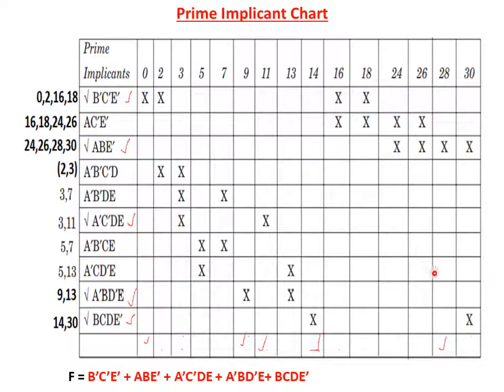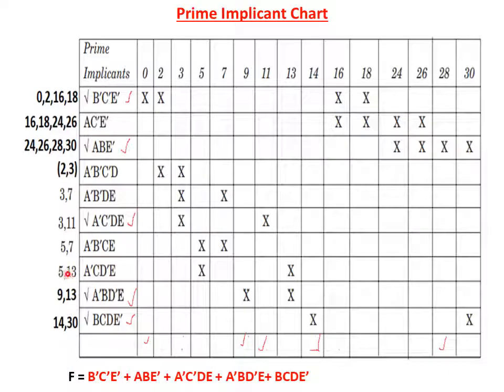So here first we will see the single check mark. Here we have a single check mark. The equivalent expression is this one. Next single check mark, the equivalent expression is here. Next single check mark, the equivalent expression is this one. Next single check mark, the equivalent expression is this one. So these 5 combinations come under the essential prime implicants. The essential prime implicant expressions are written here.